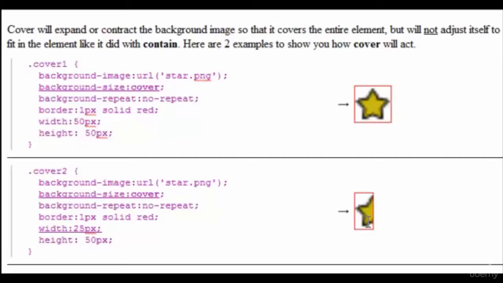The reason it does that is because the browser will always try to keep the background image proportional when it uses cover, and in doing so, it had to expand its height so that it would fit the entire element, but it also had to expand the width. When the image stays proportional, but the element isn't in proportion with the background image, then you're going to get this, where it's cut off.